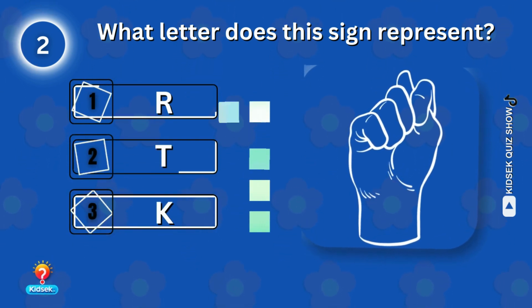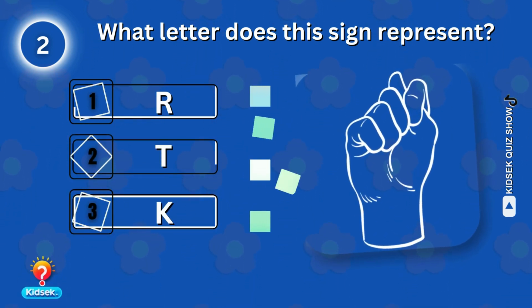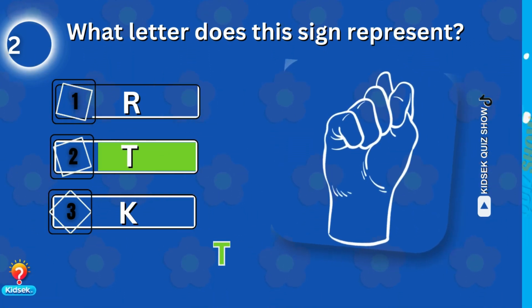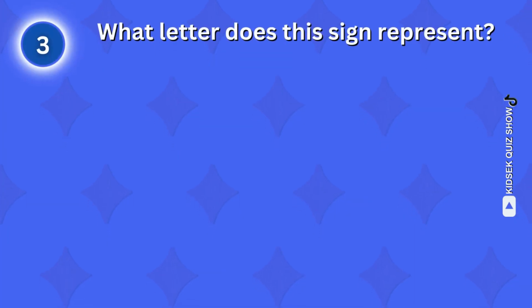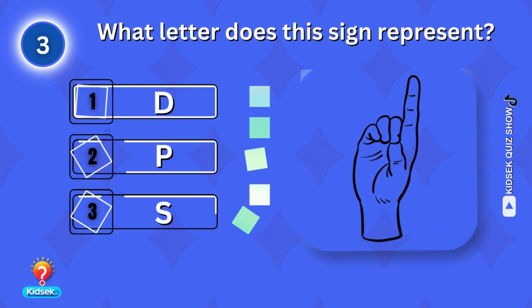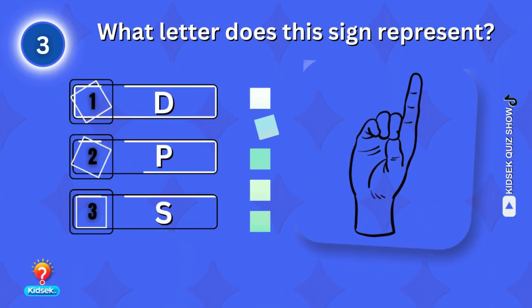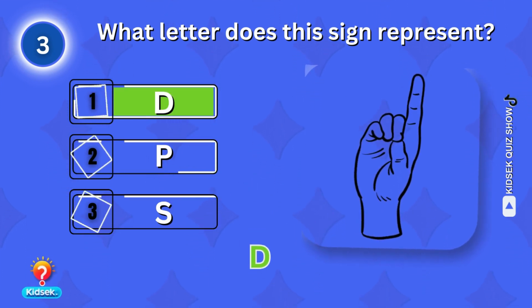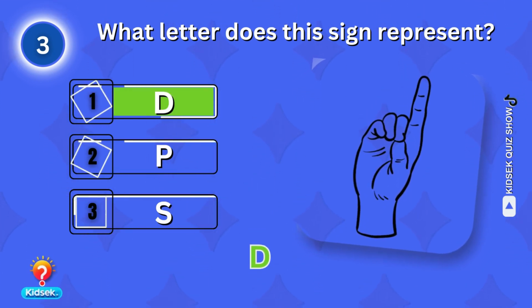R, T or K? Your thumb is in between your index and your middle finger. Third sign, what letter does it represent? D. Your index finger is pointing up and all other fingers are making a circle.